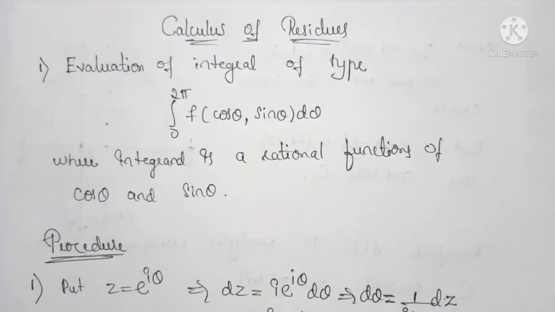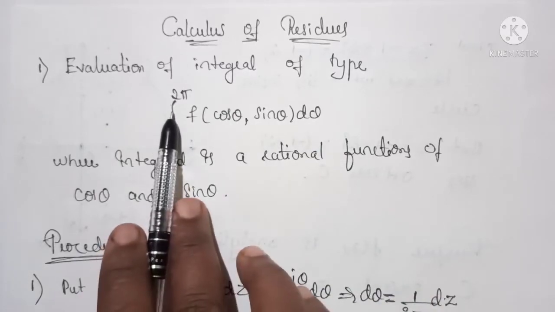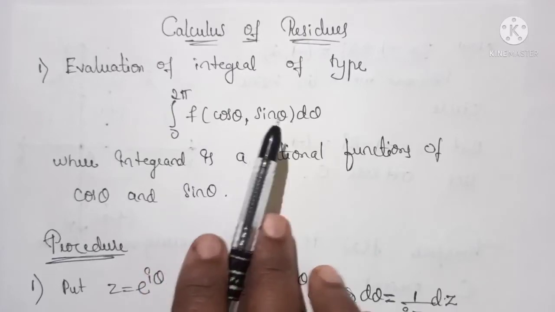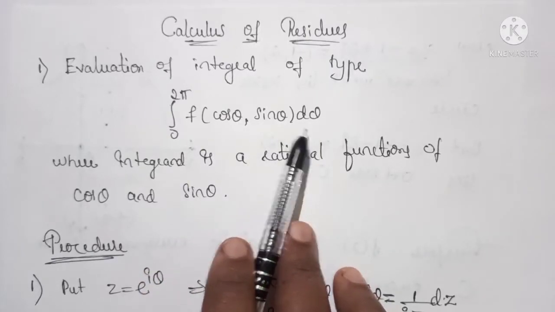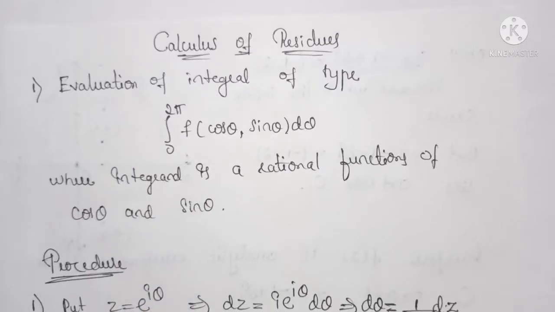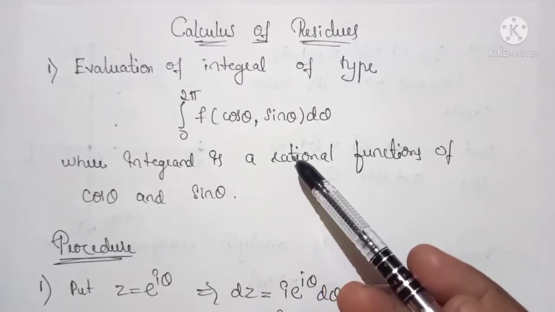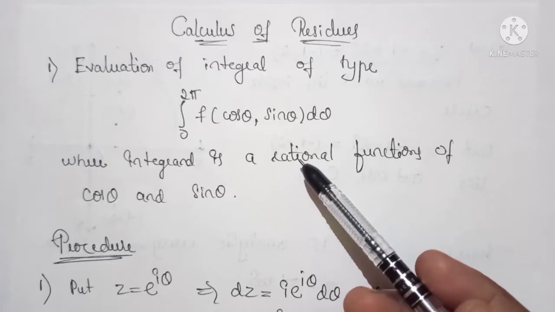Here in this video we will learn how to evaluate integrals by using the calculus of residues. Okay, so first we evaluate integrals of type 1. That is, if the given integral is of the form integral 0 to 2 pi f of cos theta, sin theta d theta, where the integrand is a rational function of cos theta and sin theta, then we can find the integral by using the calculus of residues.